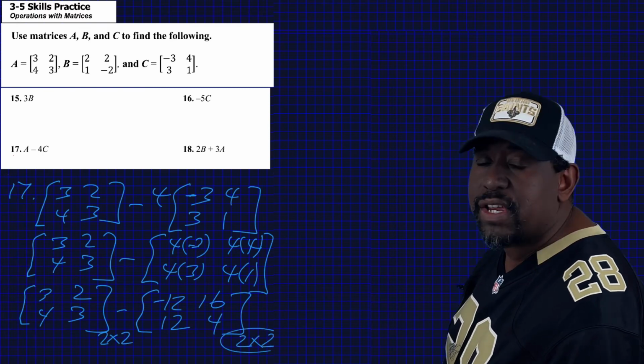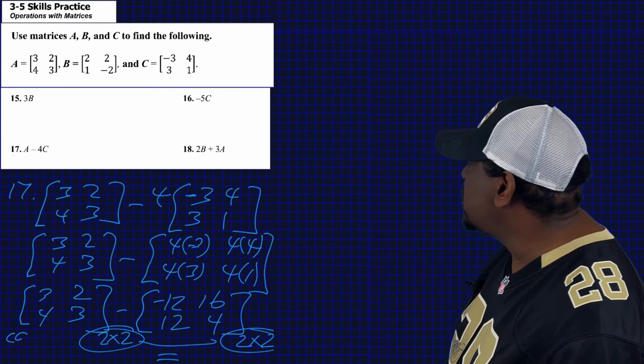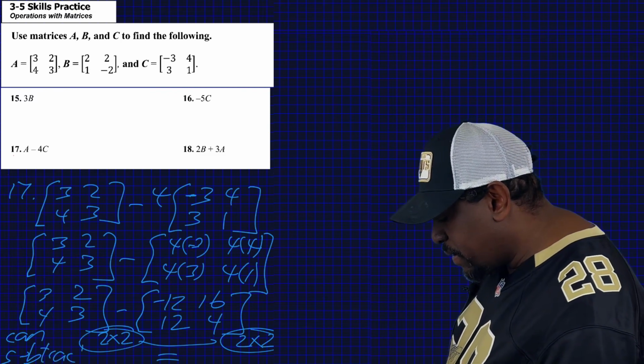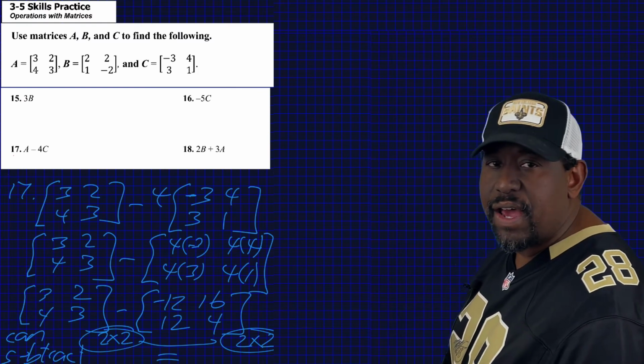So now we have to check the dimensions to make sure they're equal so that we can subtract. They're both 2 by 2, so now we can subtract the corresponding entries to get our final answer.